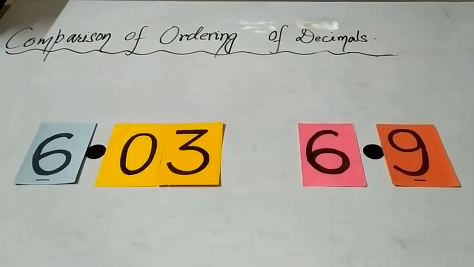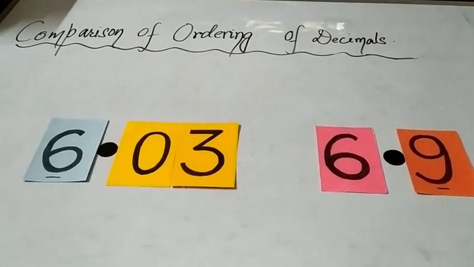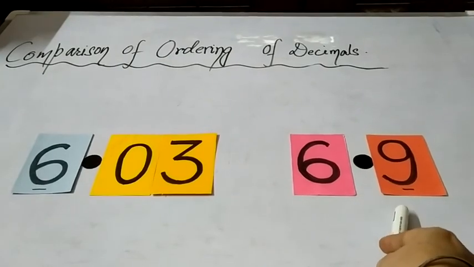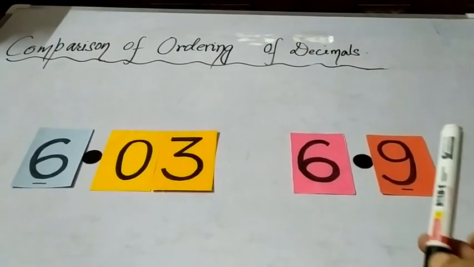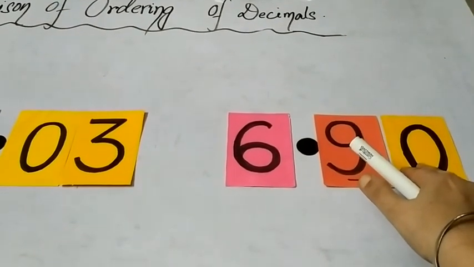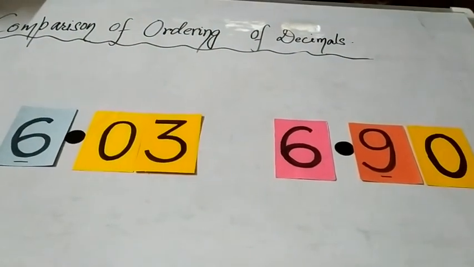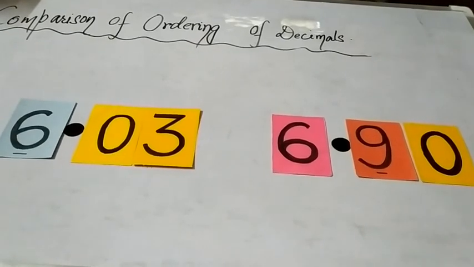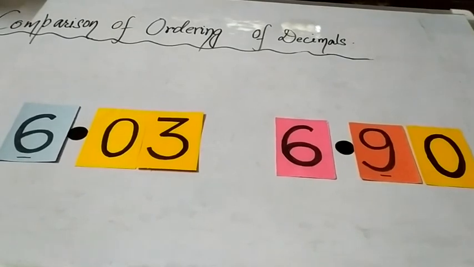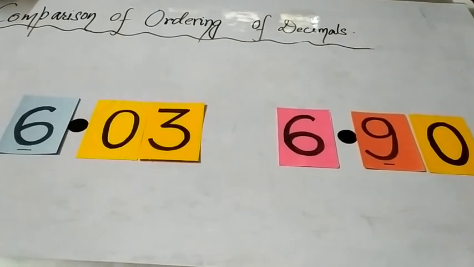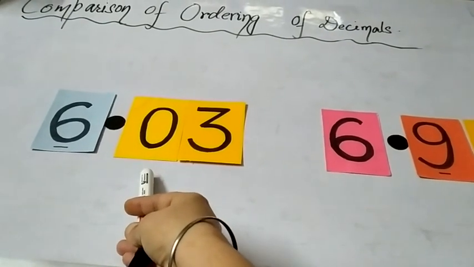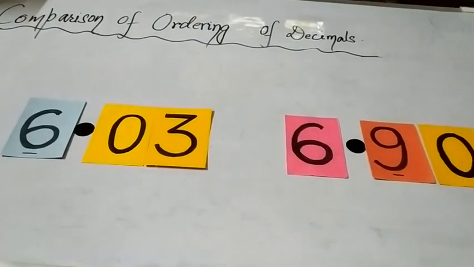Now look at this number. It is 6.03 and the second number is 6.9. Now you can see they are unlike. So we'll go for the first step: 6.90. Now they are like. You can skip this step once you understand the concept of putting 0 to make them like. Basically we have to compare the numbers which are close to the decimal. So here we have made them like.